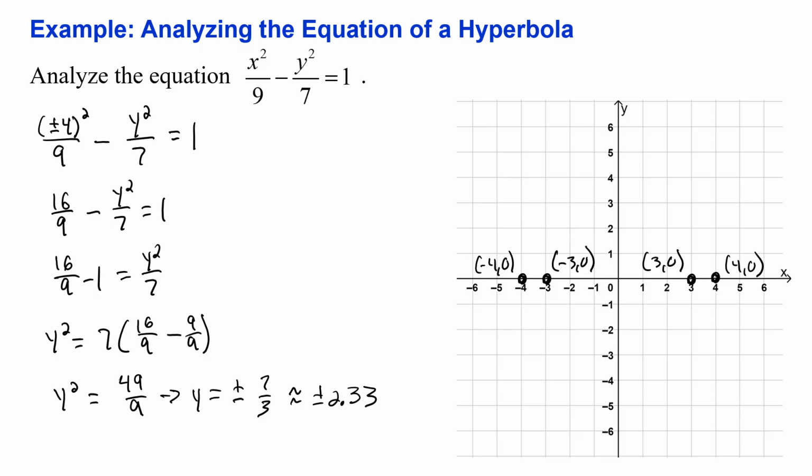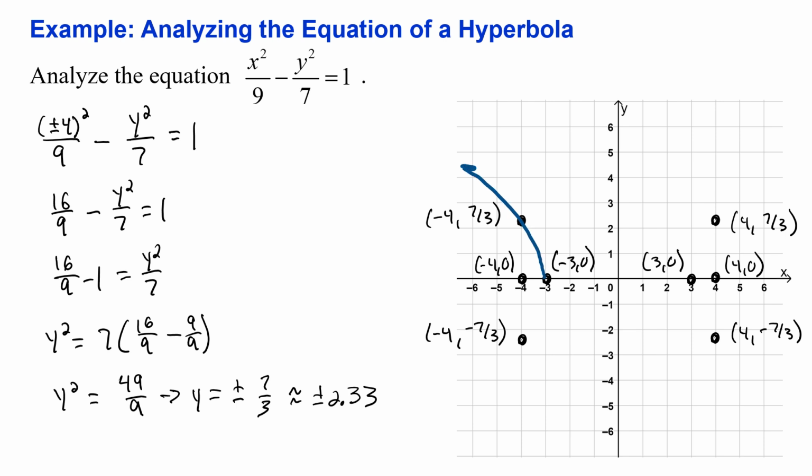So let's plot all 4 points on our xy grid. We have a point at negative 4 comma negative 7/3 and negative 4 comma 7/3. The other 2 points will be located at 4 comma negative 7/3 and 4 comma 7/3. So let's connect v sub 1 at negative 3 comma 0 to the points at negative 4 plus or minus 7/3, giving us the left branch. And then we'll draw the right branch from v sub 2 to the points at 4 comma plus or minus 7/3.